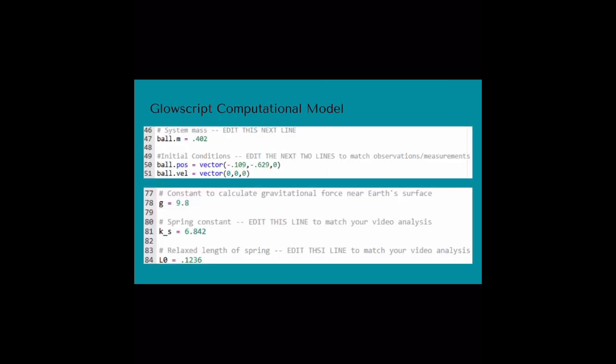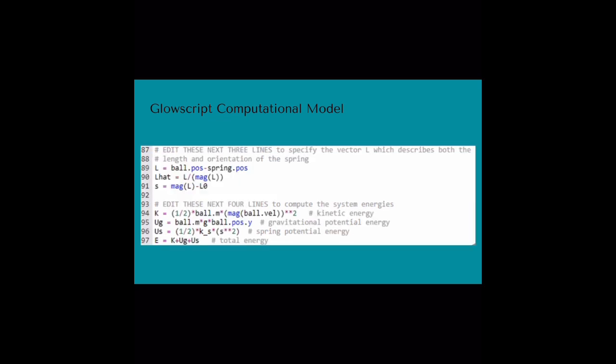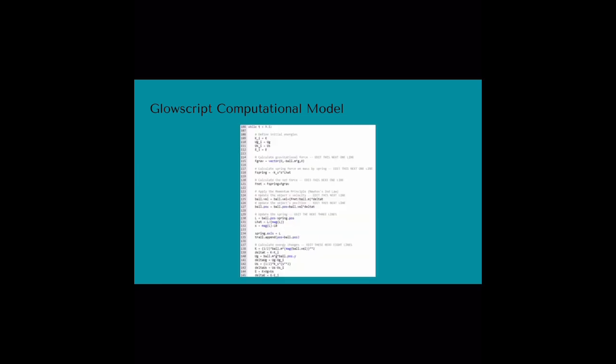Now for the GlowScript model, our first step is to input the initial conditions, including the mass of the object, initial position, initial velocity, spring constant, and relaxed length. Next, we add the spring length and direction, followed by the formulas for the system energies. Finally, we are focused on the while loop.